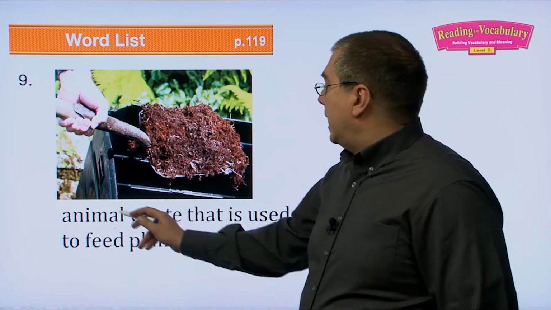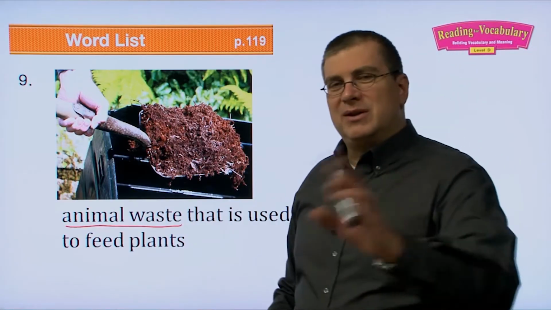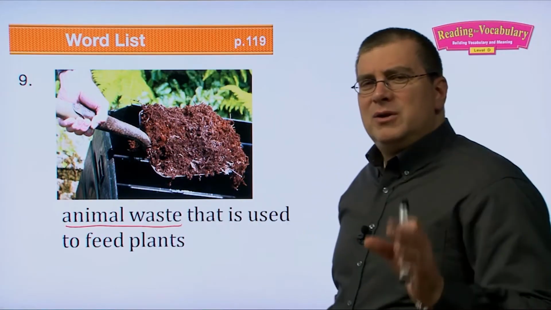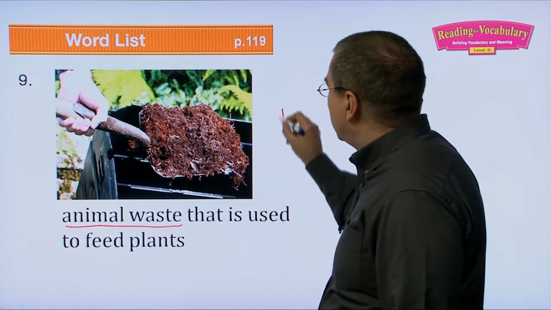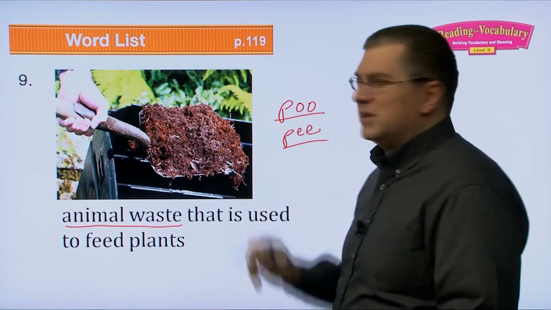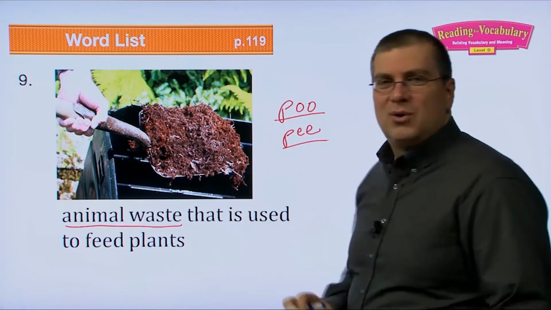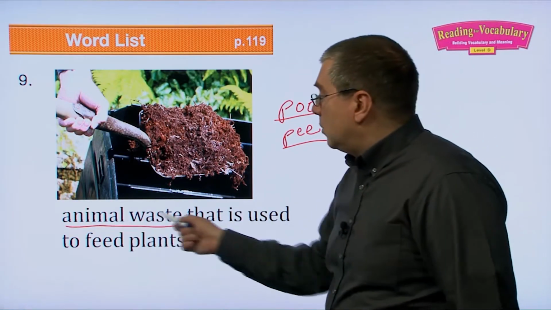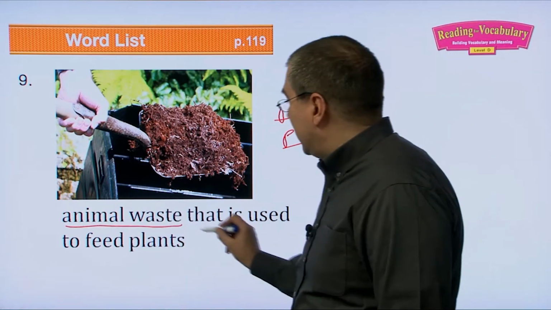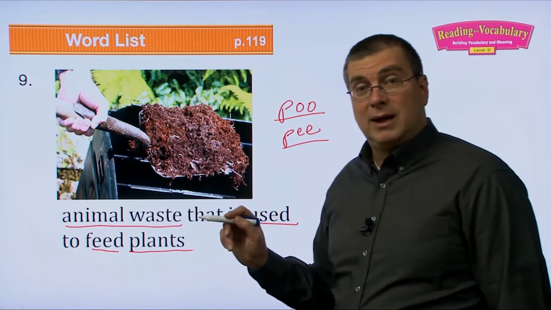Number 9, animal waste. When you think about animal waste, in a previous lesson we talked about this, right? About training your dog. You may remember, what do pets do? Dogs go poo and pee. Of course, the poo is dung, right? Okay. And pee, of course, is the water. This is animal waste. Now, it's interesting because farmers use animal waste. They use it to feed plants. Did you know that, right?